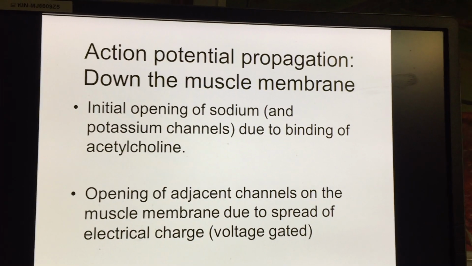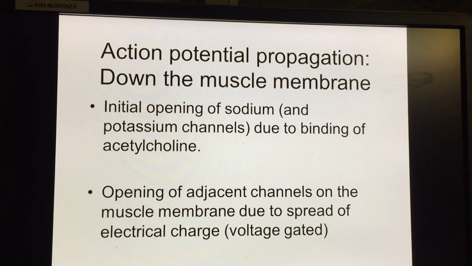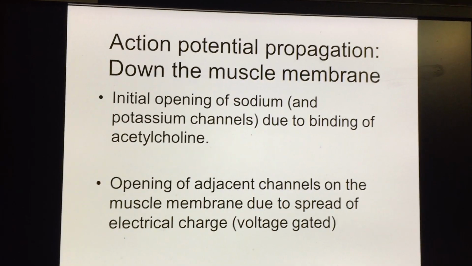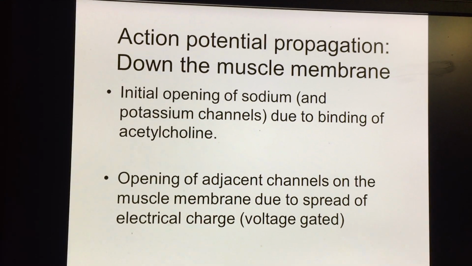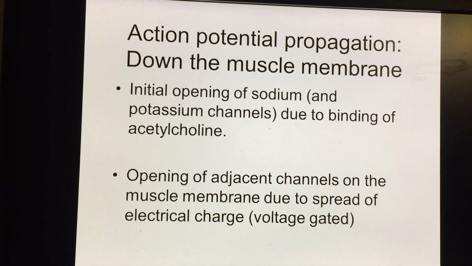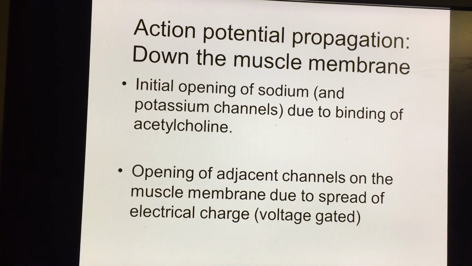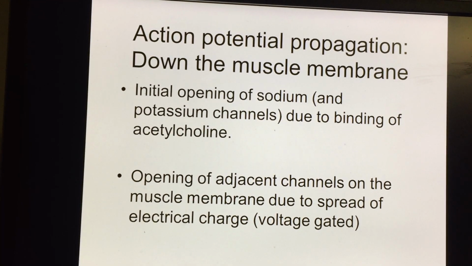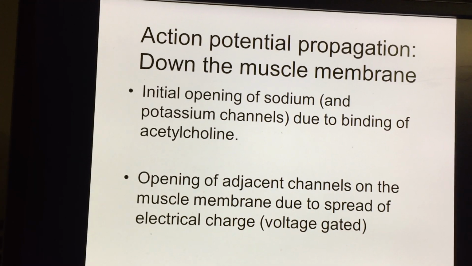The action potential propagation down the muscle fiber membrane: you initially get opening of the sodium channels and potassium channels due to binding of the acetylcholine. And then you get opening of adjacent channels on the muscle membrane due to spread of this electrical charge. So you get opening of sodium channels, more sodium rushing in, and then opening of potassium channels, more potassium rushing out, all along the membrane, going right down the T tubule until it gets to the sarcoplasmic reticulum.